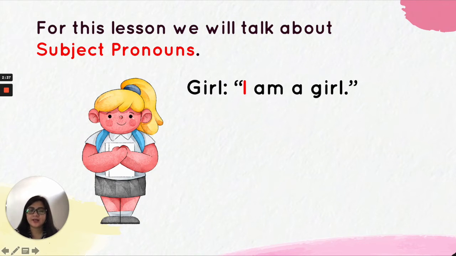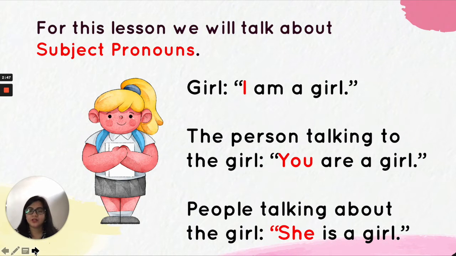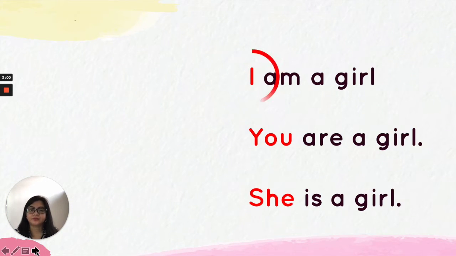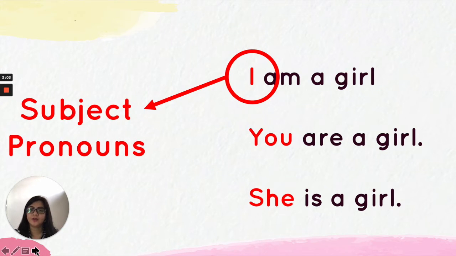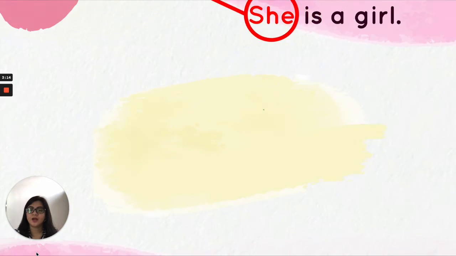So let's look at an example here. This girl is saying, I am a girl. The person talking to the girl can say, you are a girl. And people talking about the girl can say, she is a girl. So these words, I, you, and she are all pronouns. The word I is a pronoun or a subject pronoun. The word you can also be considered a subject pronoun, and the word she is also a subject pronoun.